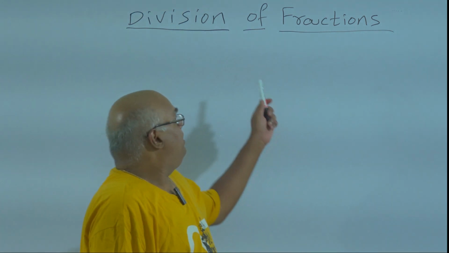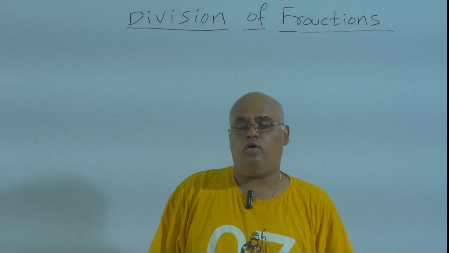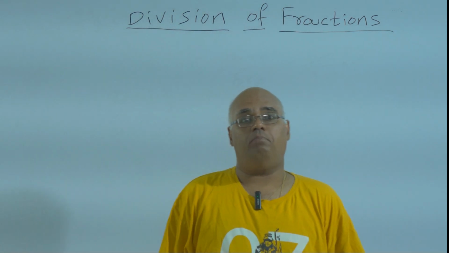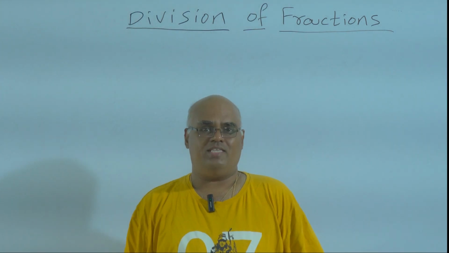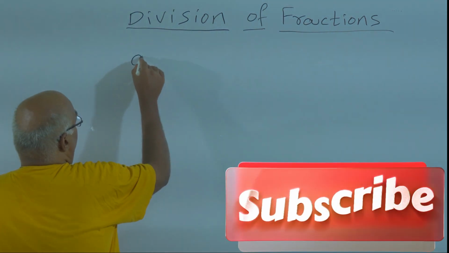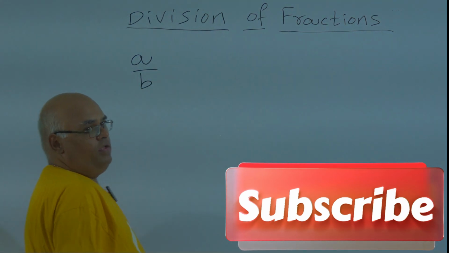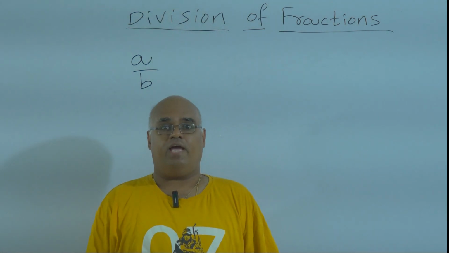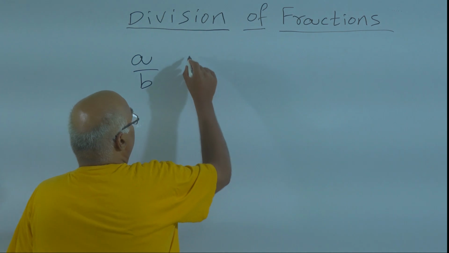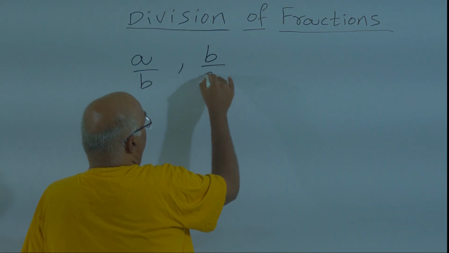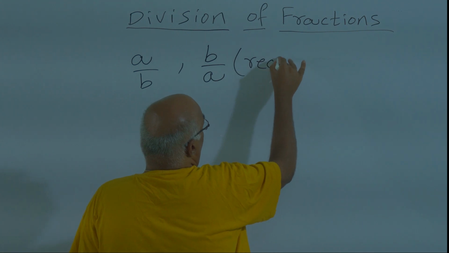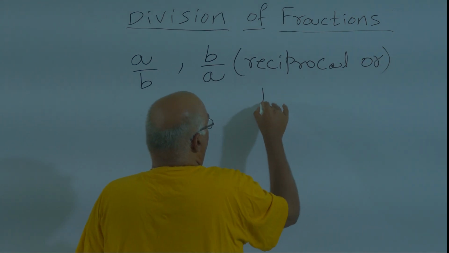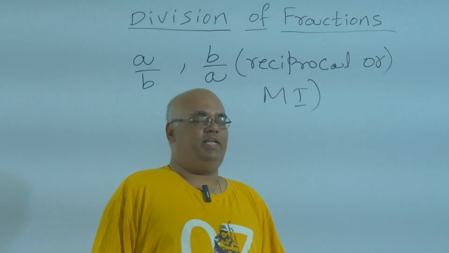Now let us see division of fractions. So before going to division of fractions, you should know what is a reciprocal of a fraction or multiplicative inverse of a fraction. For example, I have a fraction say a by b. So if you want to find the reciprocal or multiplicative inverse of the fraction a by b, that is nothing but b by a. So b by a is the reciprocal or multiplicative inverse. Let us take some examples.